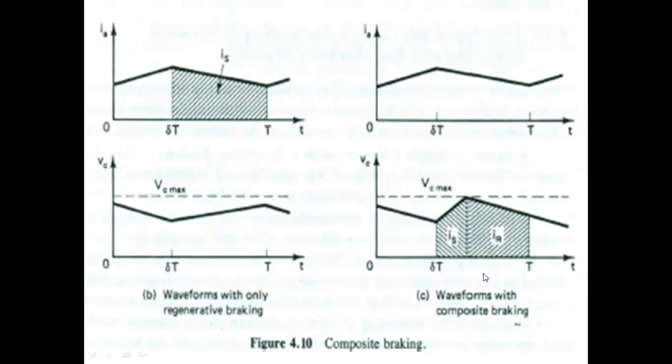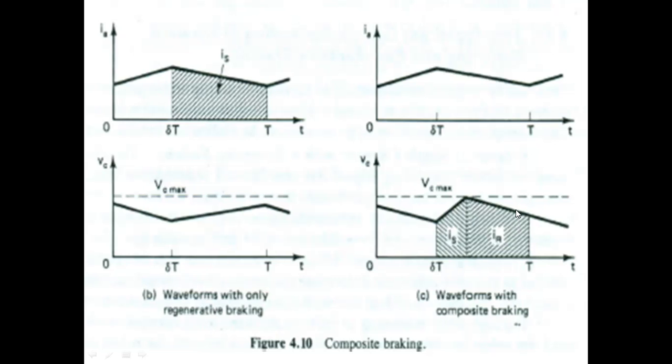So thyristor T1 will not be given the gate pulse as long as the capacitor voltage is below the tolerance limit of the supply, VC max. Until the capacitor voltage is below VC max, it does not give the gate pulse. If the capacitor voltage crosses the limit, the gate pulse is applied to T1 to turn it on.